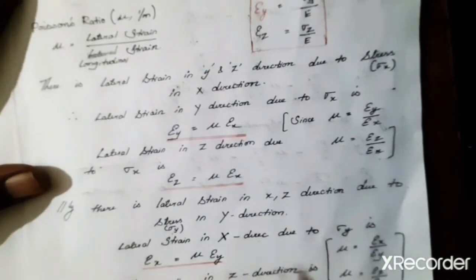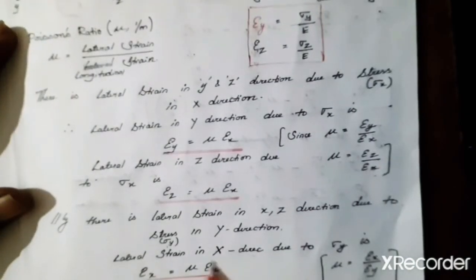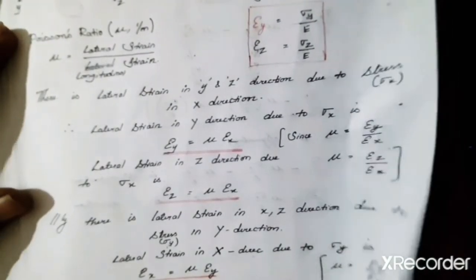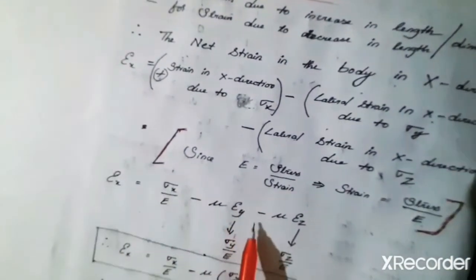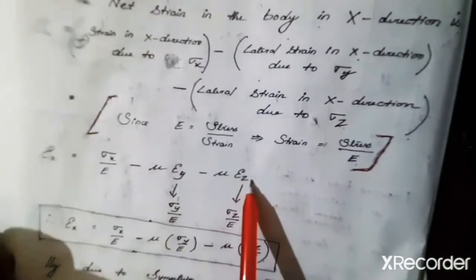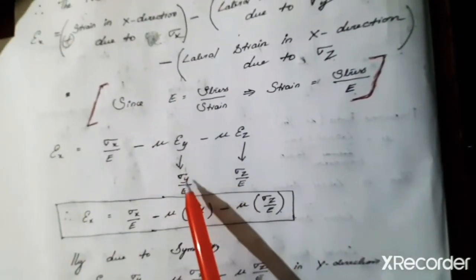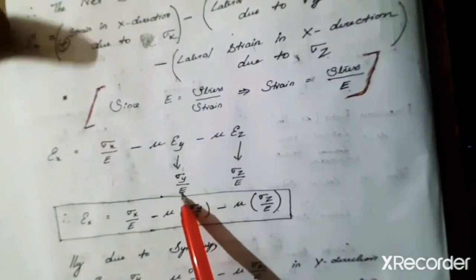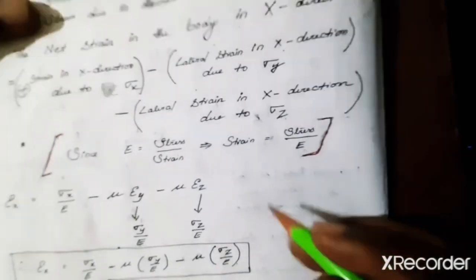Epsilon x equals minus mu epsilon y. So this is the lateral strain in x direction due to sigma y, so mu into epsilon y. And in the same way, the lateral strain in the x direction due to sigma z is minus mu into epsilon z. As you know, epsilon y can be written as sigma y by E, just like this.